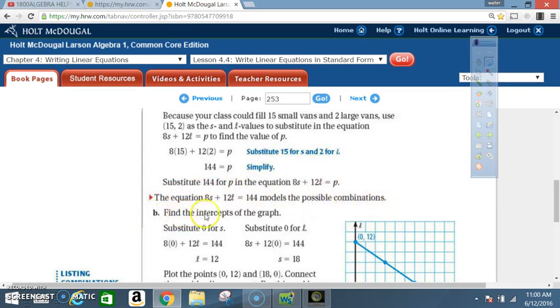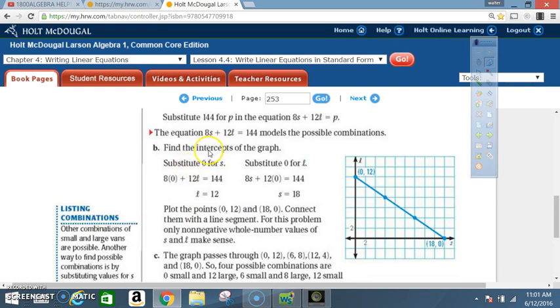B. Find the intercepts of the graph, or use y equals mx plus b. To find the intercepts, substitute 0 for S. So in place of S we put 0. 8 times 0 goes to 0, so now you're left with 12L is equal to 144. To get L by itself, divide by 12 on both sides. You might want to show your steps there. 12 divided by 12 is 1, so that's gone. 144 divided by 12 is also 12. So L is equal to 12.